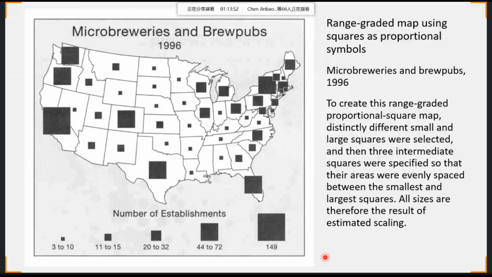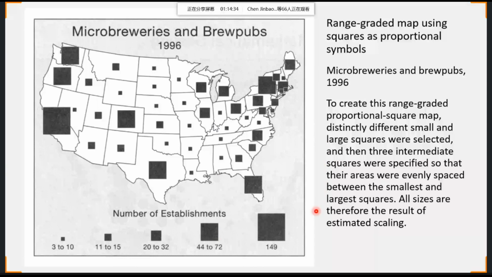And here we have an example, a range-graded map using squares as proportional symbols. So now squares are used, not circles. We have again the microbrewery and brewpubs example. To create this range-graded proportional square map, distinctly different small and large squares were selected. And then 3 intermediate squares were specified so that their areas were evenly spaced between the smallest and largest squares. All sizes are therefore the result of estimated scaling.